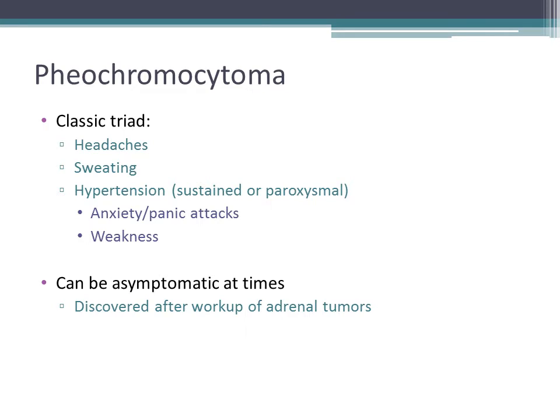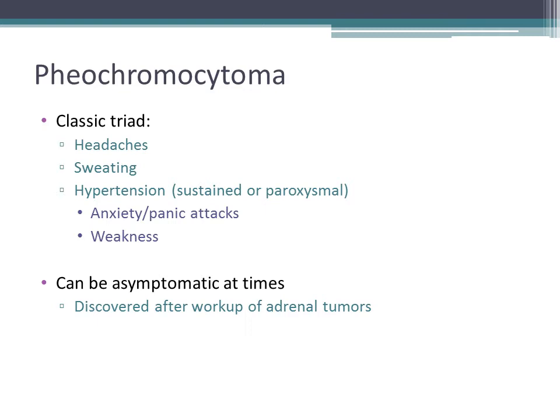The presentation is mainly through the classic triad of headache, sweating, and hypertension. Keep in mind that hypertension could be sustained or paroxysmal, meaning that if you measure blood pressure of a patient today and you find it normal, that does not rule out pheochromocytoma, because hypertension does not have to be sustained. It might be paroxysmal. People also have anxiety and panic attacks. They complain of weakness when they have the episode of catecholamine surge.